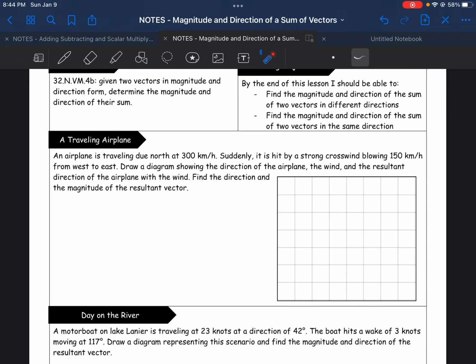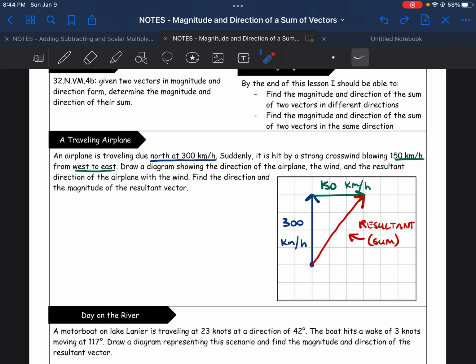Let's start by looking at some key pieces of information from the problem. We see that we have an airplane traveling due north at 300 kilometers per hour, and it gets hit by a strong crosswind blowing 150 kilometers per hour from west to east. Using this information, let's try to draw a diagram.